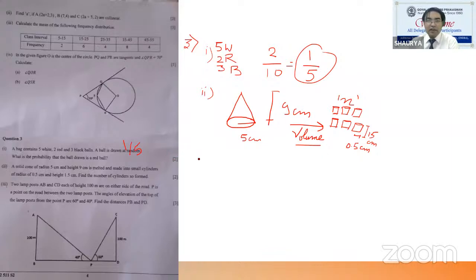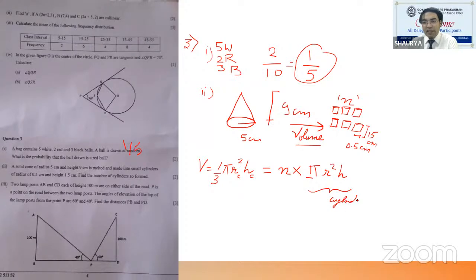Now volume of the cone is 1 upon 3 pi r square h. Let me use r with the subscript c for cone and h with the subscript c for the height of cone. This volume has to be equal to n times the volume of each cylinder, which will be pi r square h. Out here I can just leave them blank. So this one is for the cylinder and the prior term is for the cone.